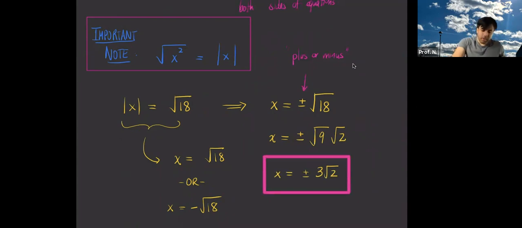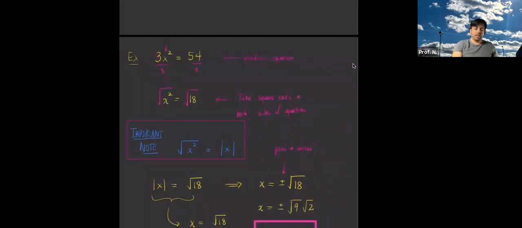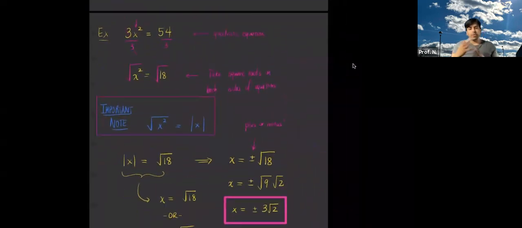So now we're learning an additional way to solve certain quadratic equations. And these are the quadratic equations that are not in a trinomial form. So when you don't have it in a trinomial form, think about using square roots.